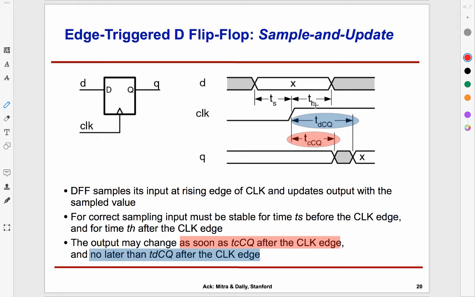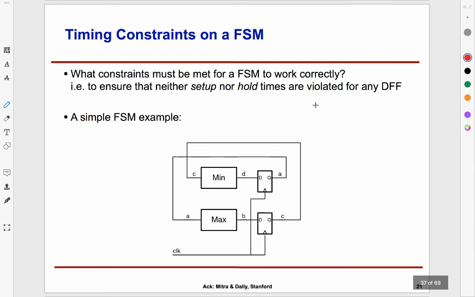Okay, so setup time, hold time, contamination delay, propagation delay. Our flip-flop has these four parameters. Now let's look at how these things play out on my overall state machine. So let's imagine that I have a state machine which looks like this.